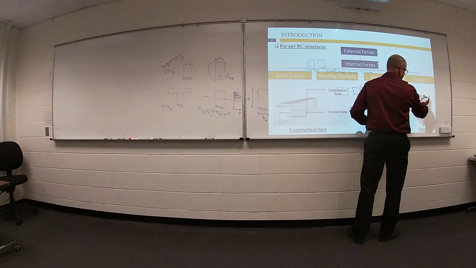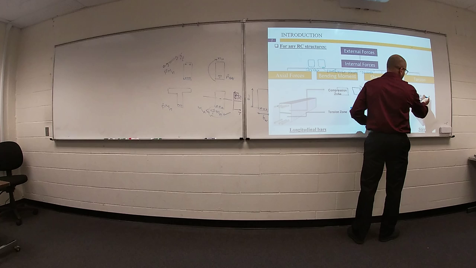If you have stirrups for any reason that look like this one, how many legs do you have? Three. The area of one leg, which is a number three bar, equals 0.11. So your value of Av will be 0.33 inch square. So Av is the total area of the stirrup legs. Remember, legs. s is the spacing between stirrups.